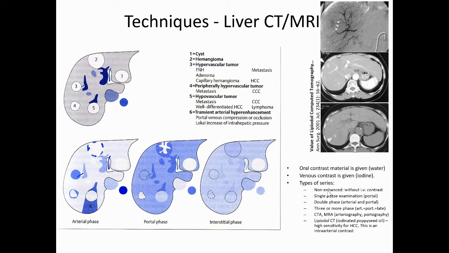And then depending on the clinical question, we can either choose to do a non-enhanced series without contrast, a single phase, a double phase, but I think that the most common is to perform a 4-phase CT, meaning that we'll do a non-enhanced, an arterial phase, a portal phase, and a late phase or interstitial phase. And just to remind you that HCC is best diagnosed on the lipiodol CT.